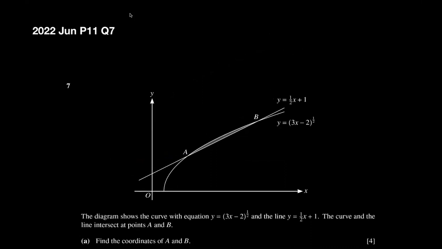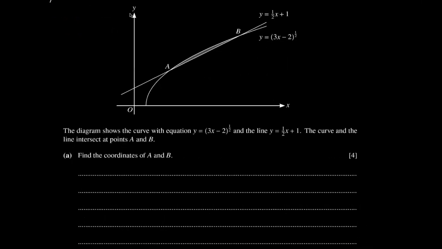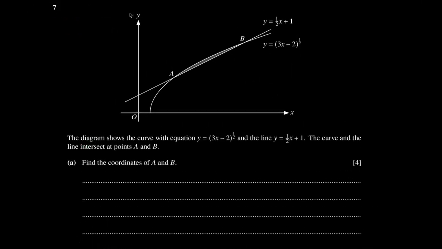June 2022, paper 11, question number 7. Let's read this question. The diagram shows the curve with equation such and such and the line such and such. First of all, let me mark the curve in orange. That's the curve over here. So this goes like this, and this is the curve that's going up. I'm just marking some dots like this. And then in green, I'm marking the line, and this line is going like this. Now, the curve is at the top for this particular portion and the line is at the bottom.